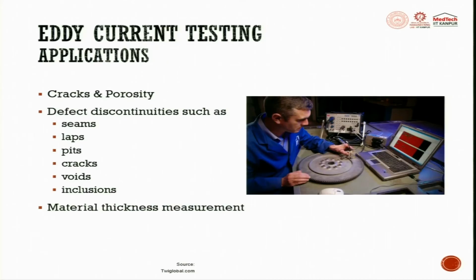The applications would be cracks and porosity identification, and defects and discontinuities, such as seams, laps, small pits that have developed, cracks that are generated, and voids, and inclusions if they need to be identified. Then material thickness measurement can also, to some extent, be done through eddy current applications.